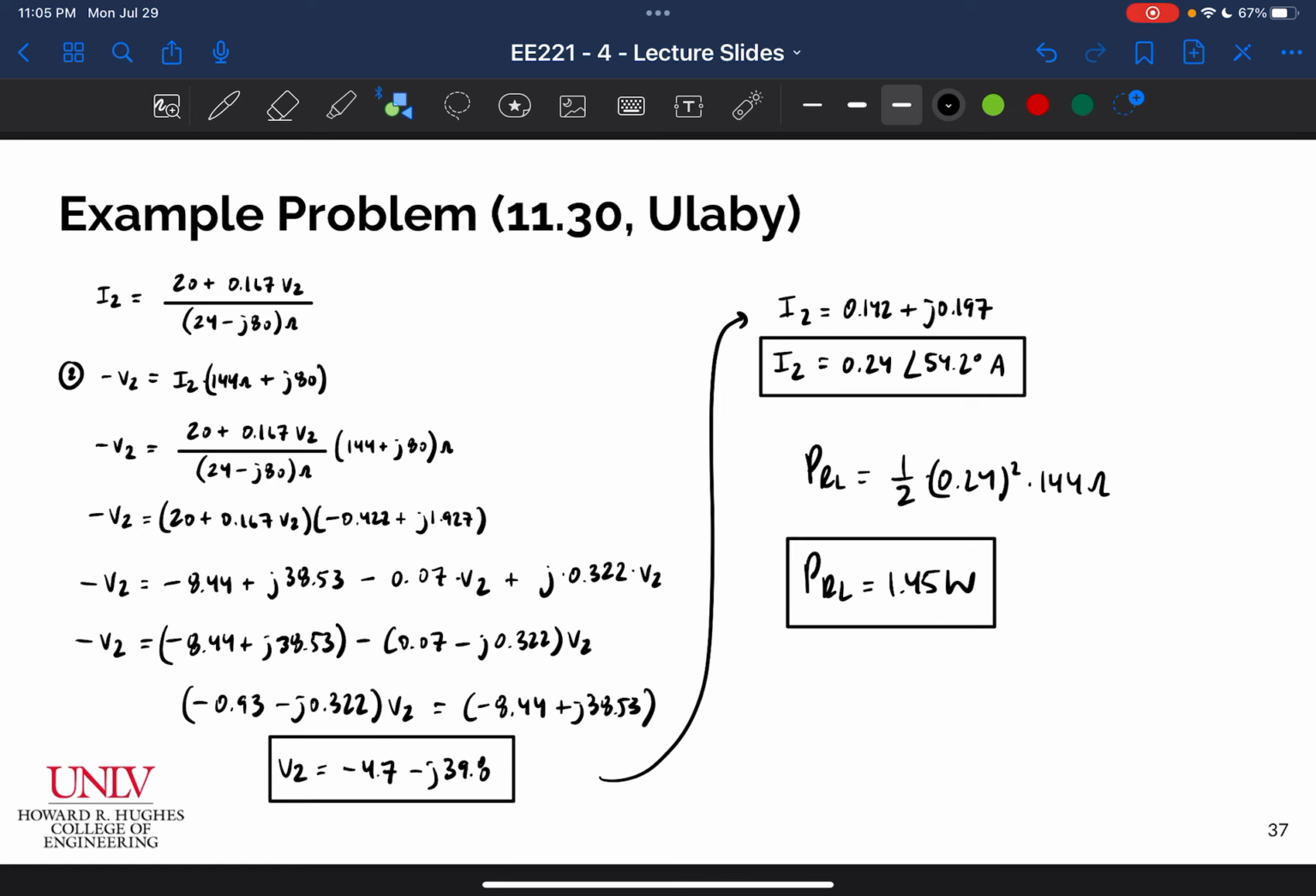All right, so that is our example problem. I think I have maybe one more slide here before we get into some practical notes on transformers, but we're almost done with this module.